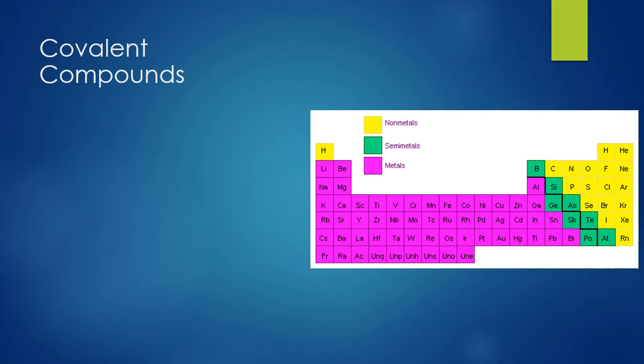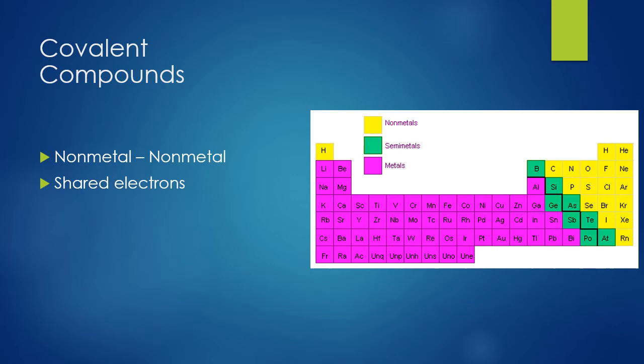So now let's look at covalent compounds. So we're going to learn how to name them. So a covalent compound is a nonmetal with a nonmetal. So notice my nice color-coded periodic table with the nonmetals being in yellow. Once in a while, we will see covalent compounds between a semimetal and a nonmetal. So just be aware of that. It's not always just nonmetals. That's just the most common type.